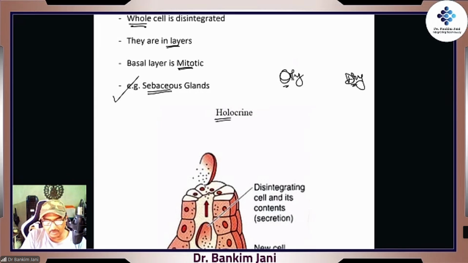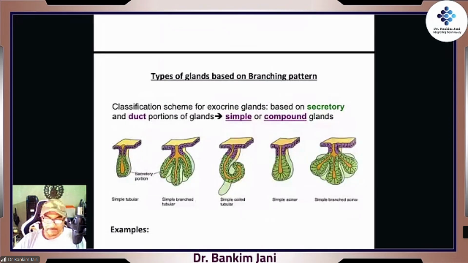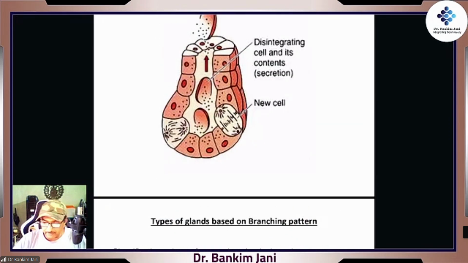So in holocrine, holo means whole. The whole cell is disintegrated, and its contents go into the secretion, and new cells are forming. Right? New layers are forming one after the other. So these are the three types. So we learned the first classification and the second classification.